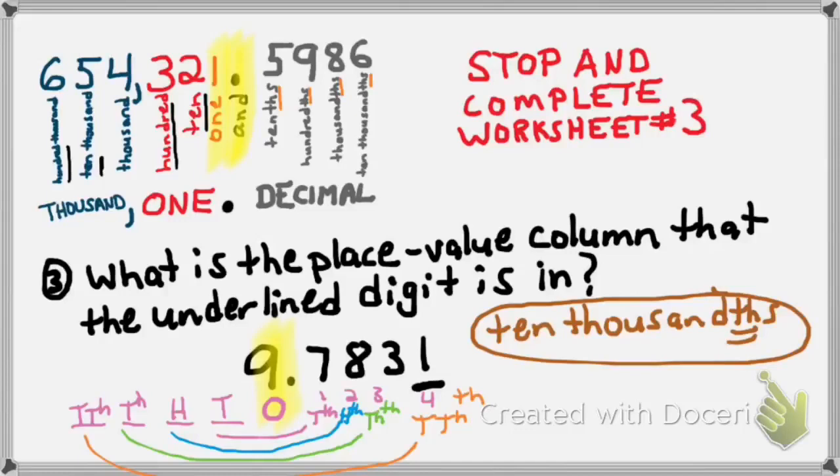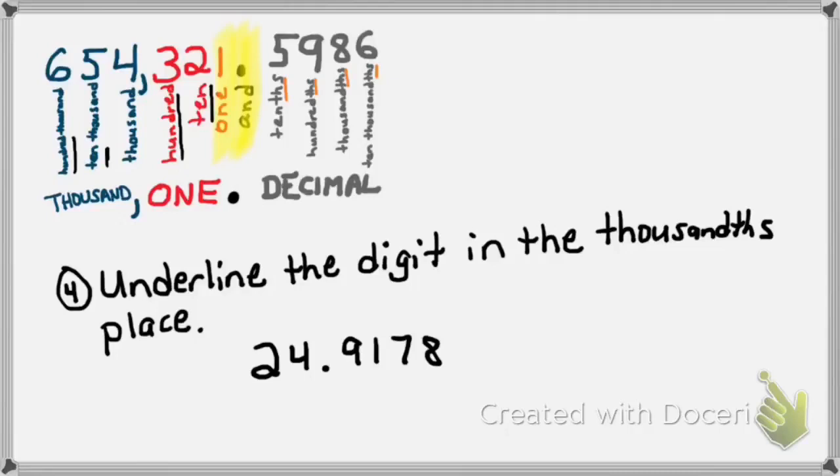Please stop the video and complete worksheet number 3 right now. Okay, so for number 4, the directions say underline the digit in the thousandths place. Sometimes you'll see questions like this, and I'm given a number. I need to find the digit in the thousandths place. So it's kind of like the opposite of what I did for the other examples.